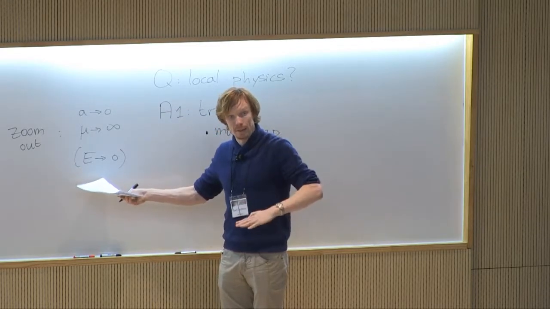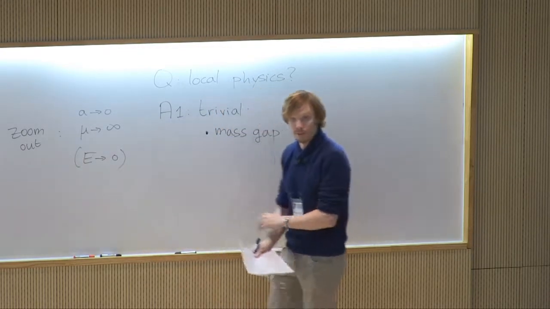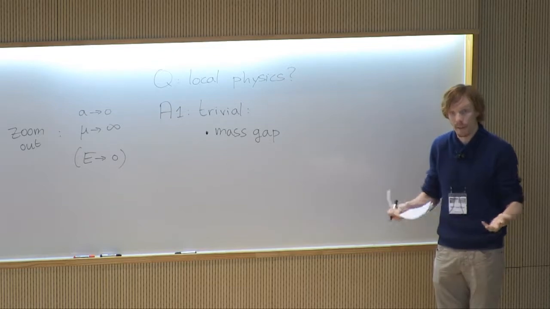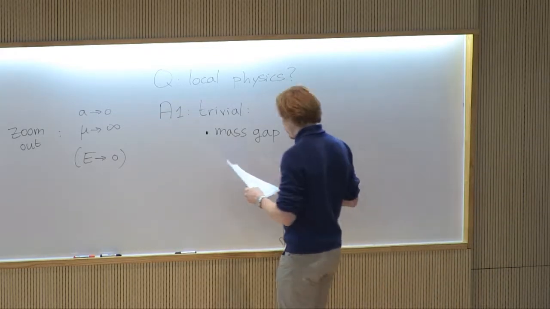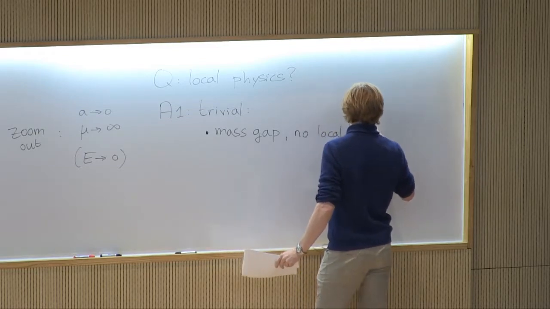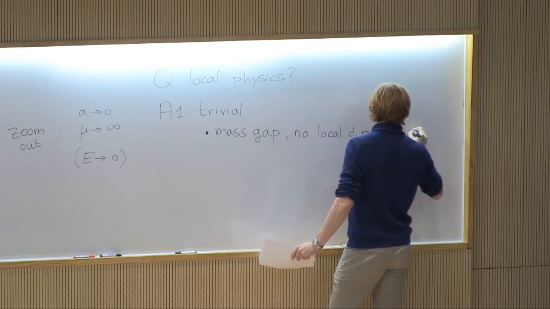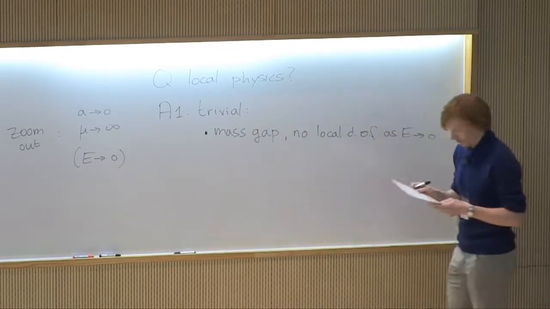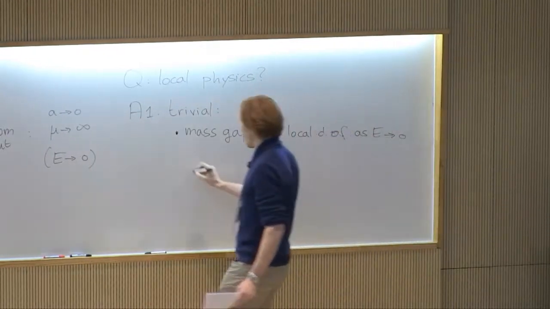And so if I send my energy to 0, I can basically never get to this first excited state, and I see nothing. I see only the vacuum that's left. So there are no local degrees of freedom as the energy goes to 0. There are various examples, of course.